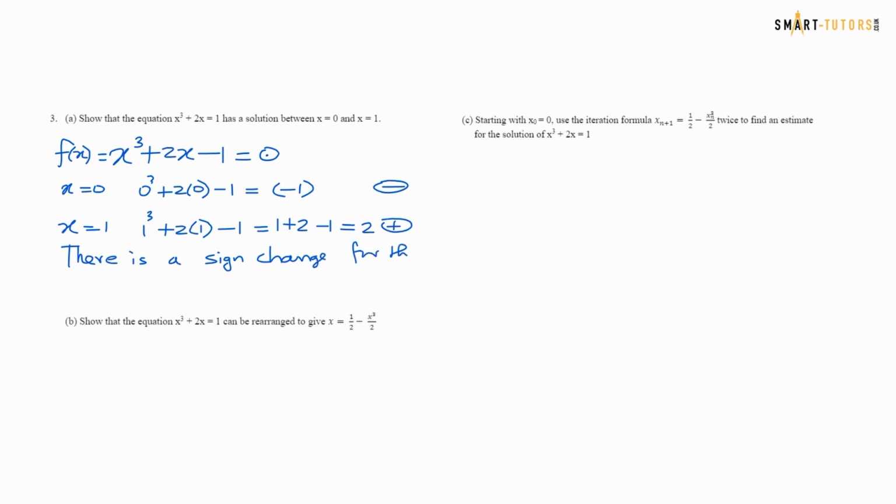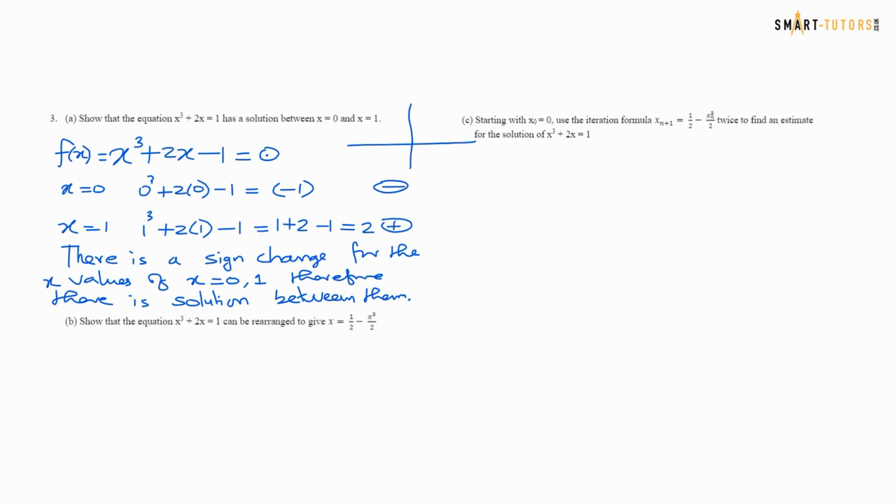There is a sign change for the x values of x equals 0 and 1. Therefore there is a solution between them, right? If there is a graph here, and at x equals 0 there is a negative value, and at x equals 1 there's a positive value, the curve is definitely going across. So it is definitely cutting the x-axis at one point.